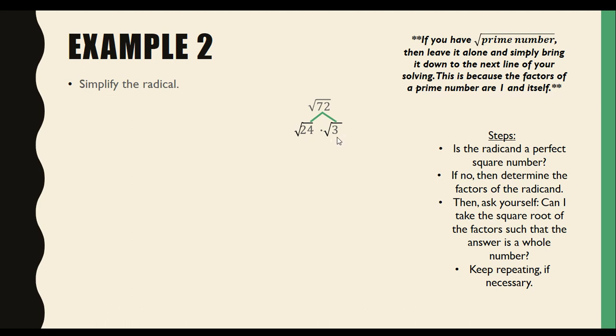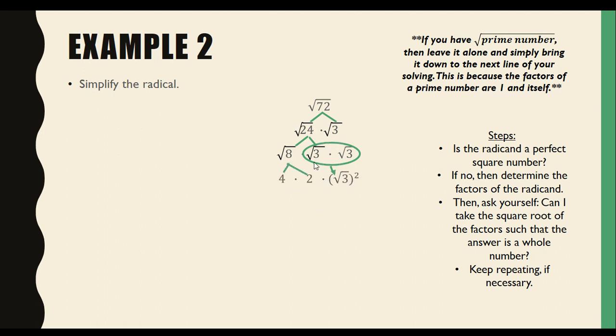Now, 3 is a prime number, so I'm just going to bring down the square root of 3 in my next line, but then I need to break down 24 into its factors, 8 and 3, let's say. So what are the square roots of 8 and 3? Well, again, the square root of 3 is prime. I'm going to leave it be. And since 8 isn't prime, nor is it a perfect square, I'm going to break it into its factors. Okay, so here are the factors of 8.